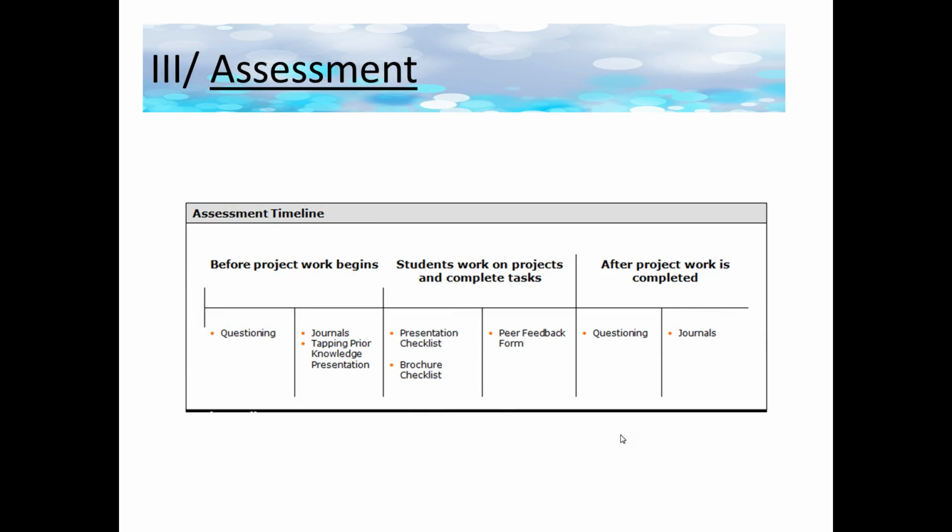The third one is assessment. This is my assessment timeline. In my unit project, I will use questioning and prior knowledge presentation to identify student needs, and the presentation checklist and brochure checklist to help students keep their own project on the right track. And the peer feedback is for students to self-assess.